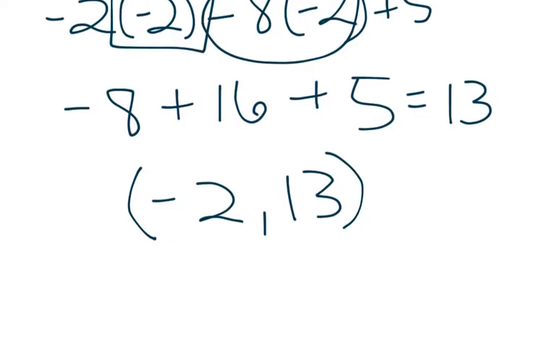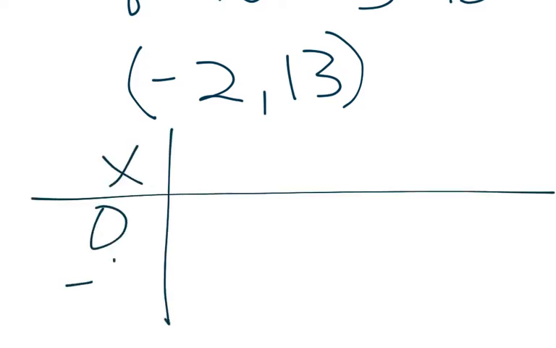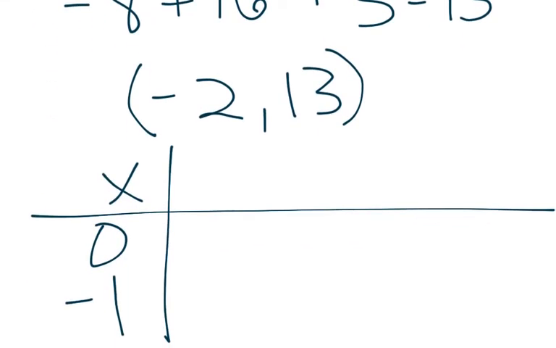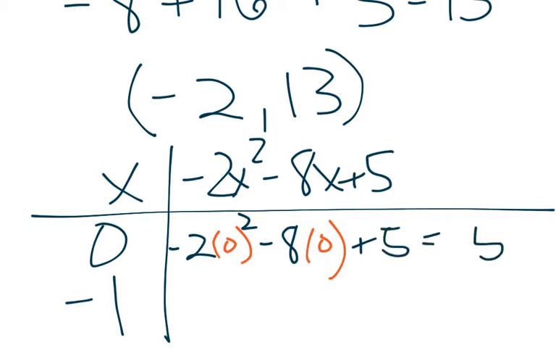Okay, so now let's choose two other values. How about 0 and negative 1? And we're going to do our equation, which is negative 2x squared minus 8x plus 5. Okay, so when we plug in 0 for x, we have negative 2 times 0 squared minus 8 times 0, and anything times 0 is going to be 0. So we essentially have 0 minus 0 plus 5, and that's going to be 5.